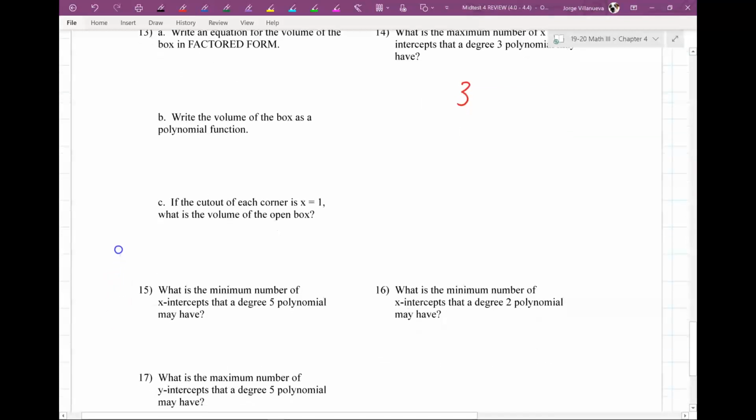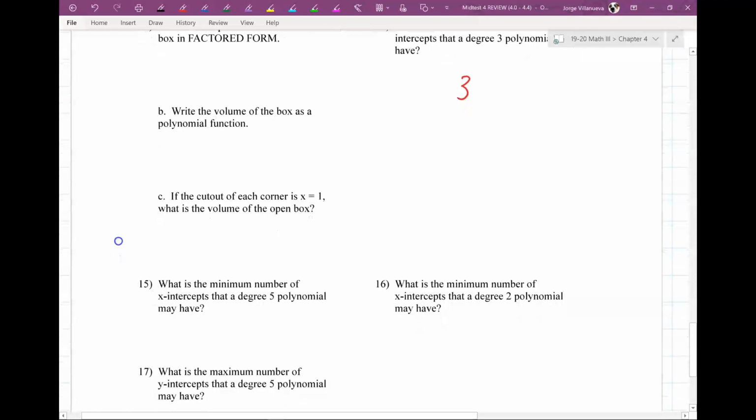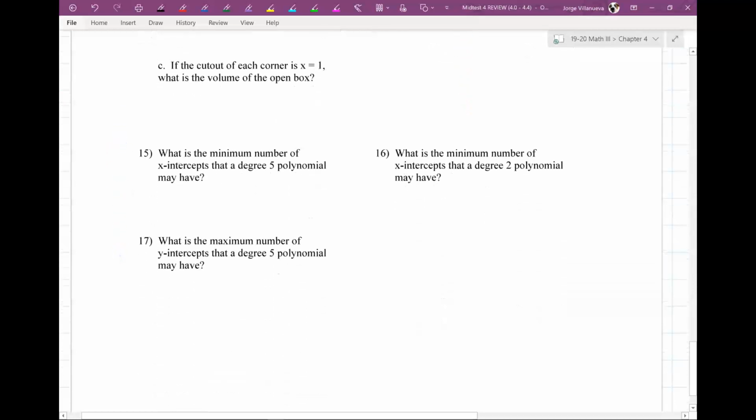Now, this next question might be a little more difficult. We'll see. What is the minimum number of x-intercepts that a degree 5 can have? We know it can have as many as 5, right? But then I told you a definition that said it can have 5 or what? It can have 1. That would be right. How did you get it? She's kind of remembering. She has the right answer. She said 1. 1 is right.